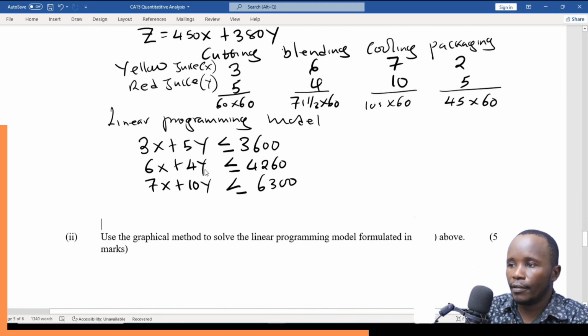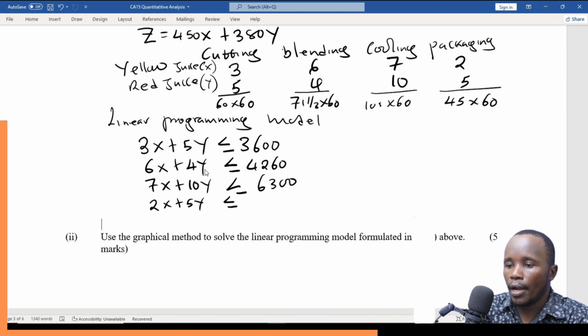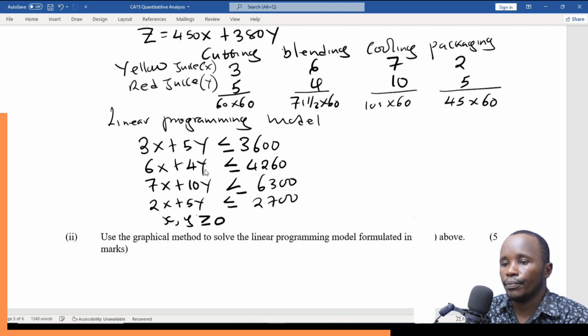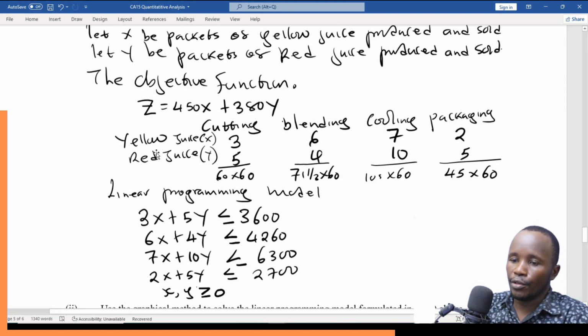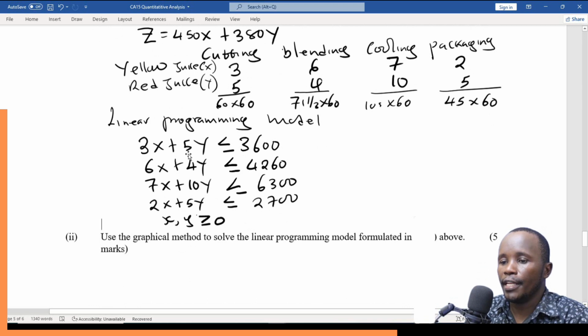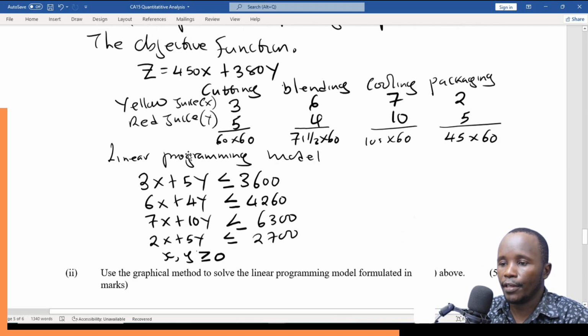We also have packaging, which is 2x plus 5y is less or equals to, this is 45 times 60, you get 2,700. X and Y should be greater than or equals to 0. And we also had our objective function there. So the linear programming model will look like this.